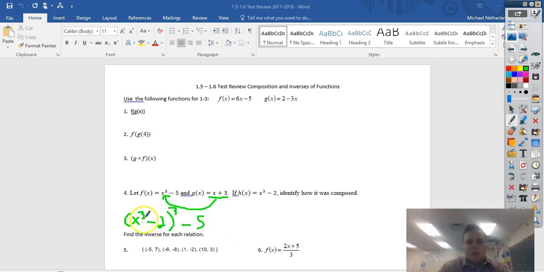Okay, so when you look at this, you say, okay, is that going to give me this? Can I somehow take this to get x cubed minus 2? Well, think about it. What is x cubed minus 2 cubed? Well, that's x cubed minus 2 times x cubed minus 2 times x cubed minus 2, 3 times. Do you really think that's going to somehow land me here?